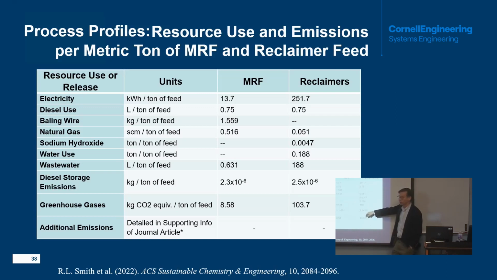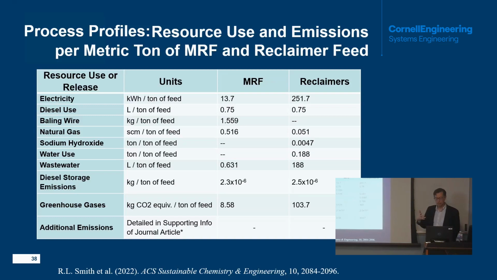I was talking about storage emissions earlier. So there's a per ton of feed, how many kilograms are coming off in terms of diesel emissions. And then what are the greenhouse gases? And again, this is per ton of feed. And you can see that they're much higher for the reclaimers, even though the volume going through here is a lot lower. But there's detailed supporting info with a lot more emissions listed. I mean, there's many more included in the details of this.